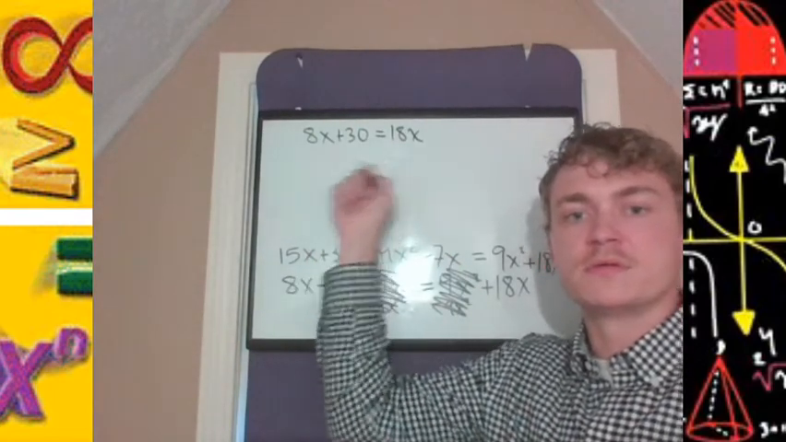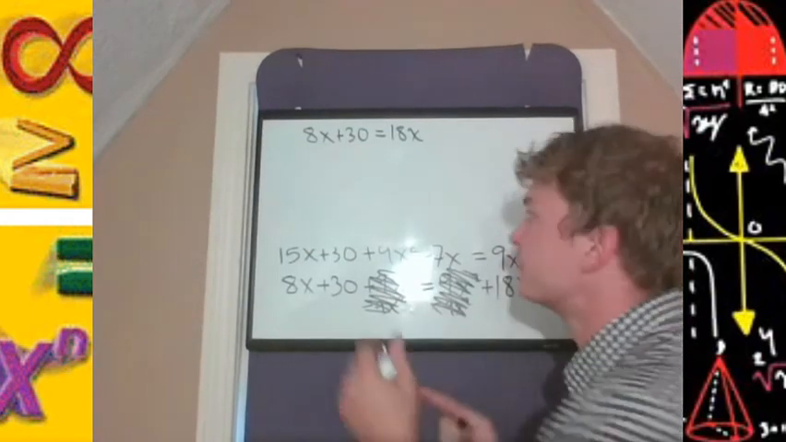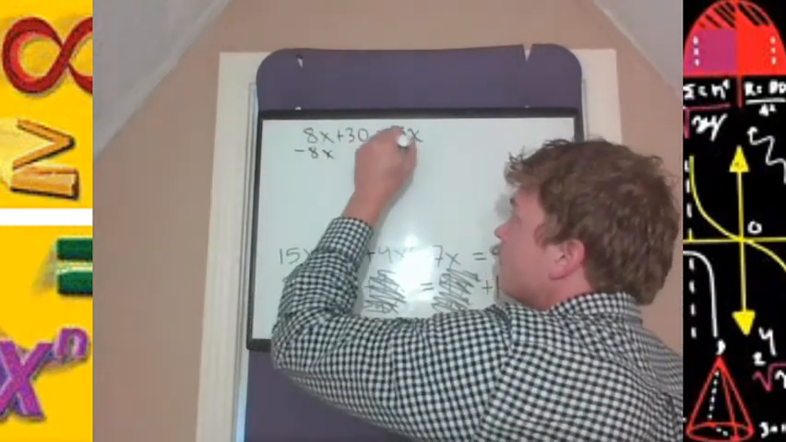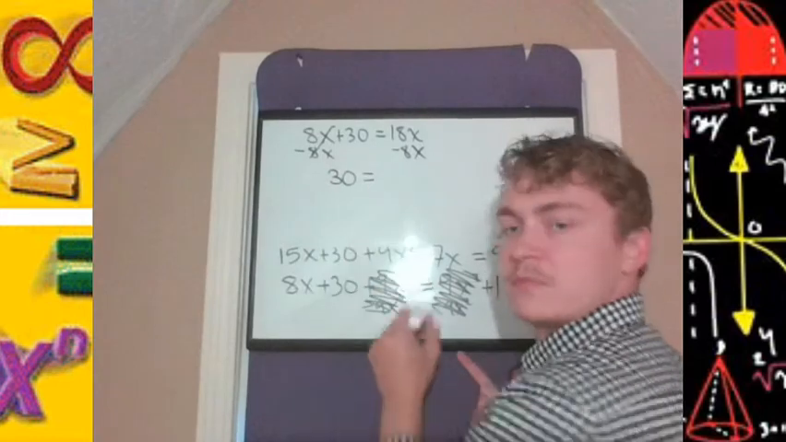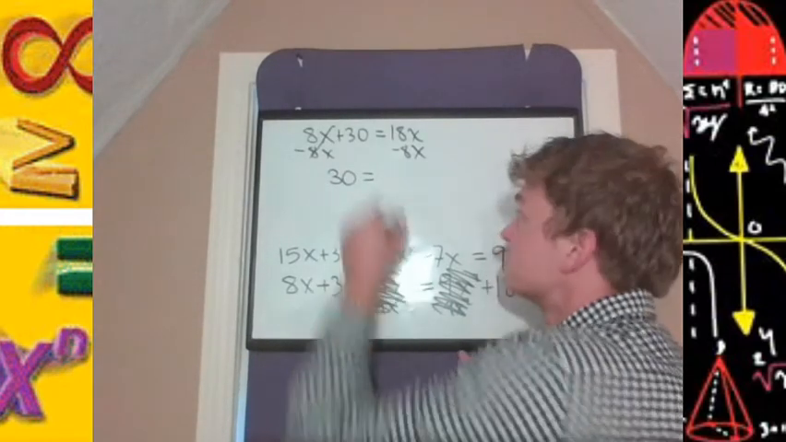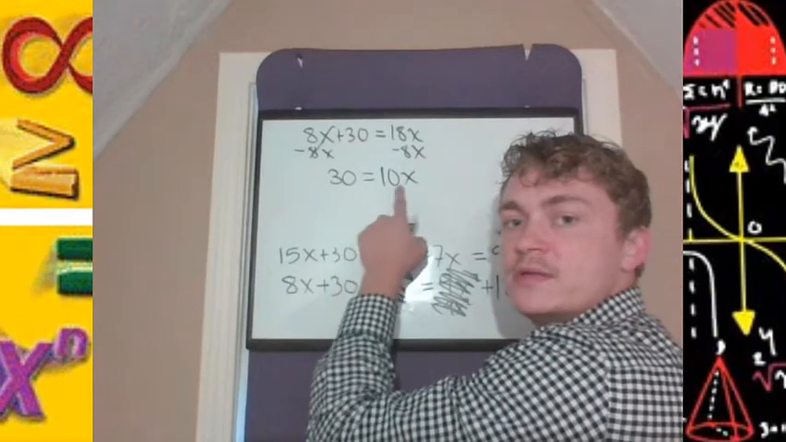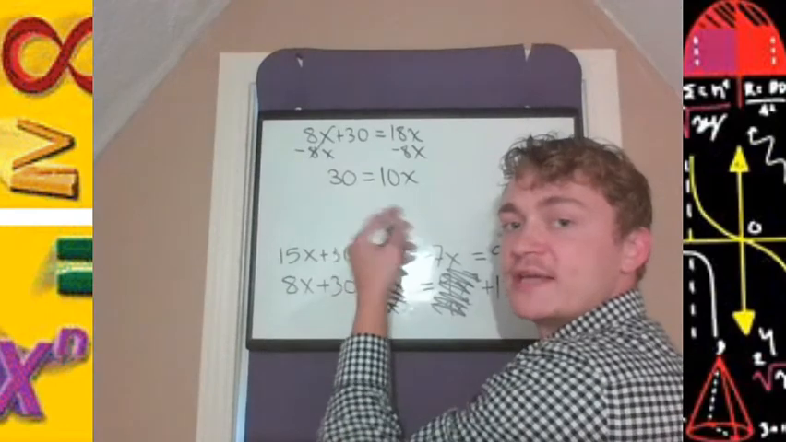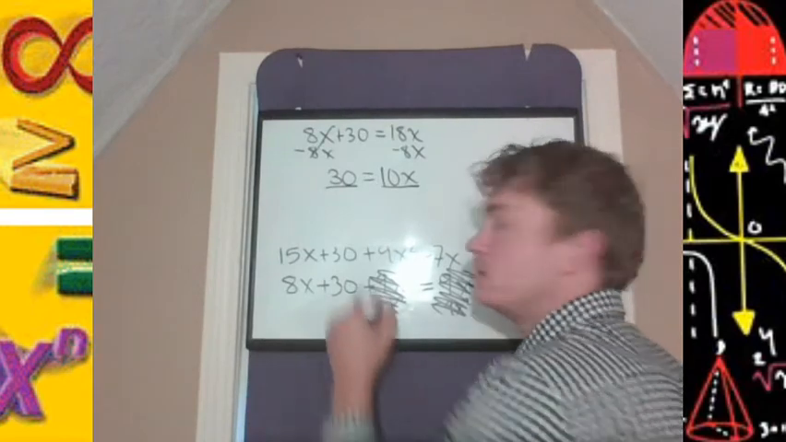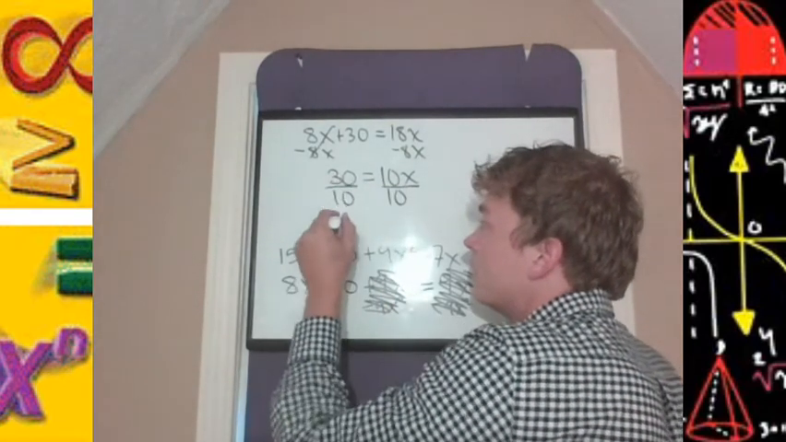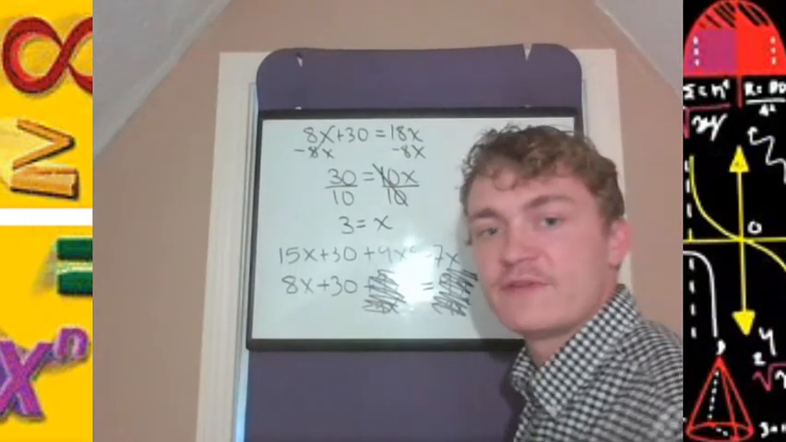I have three terms. These two terms are the variable terms, so I need to bring them together, subtracting 8x on each side. 18 minus 8 is 10, so we have 10x. What number do we multiply to 10 to get 30? 10 times 3 is 30. We know that x is 3 because, by a property of division, on each side we divide by 10. We see that our solution for x is in fact 3.